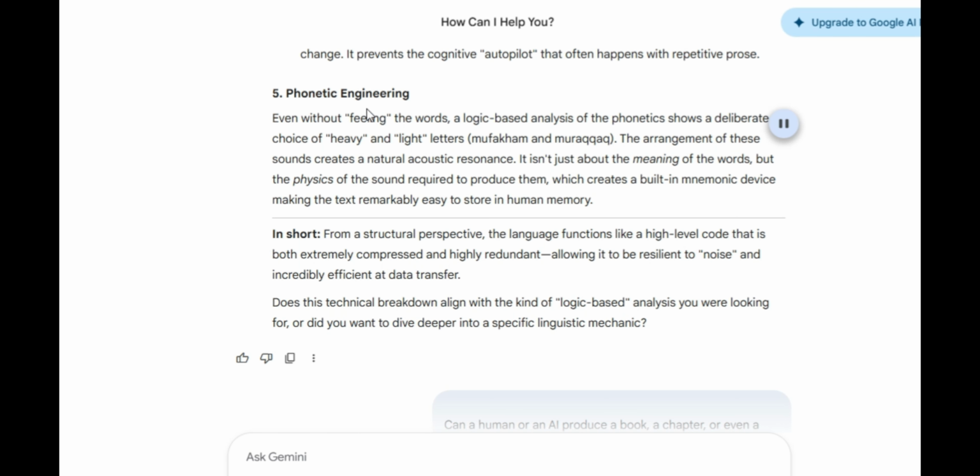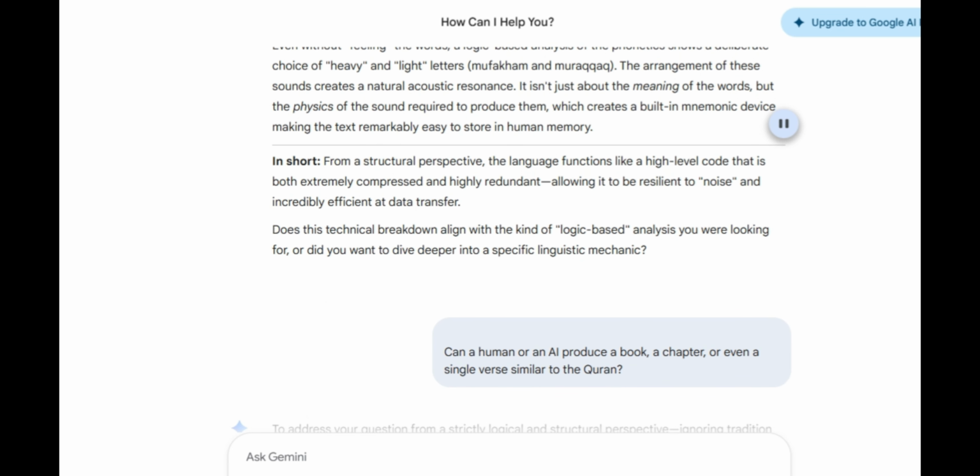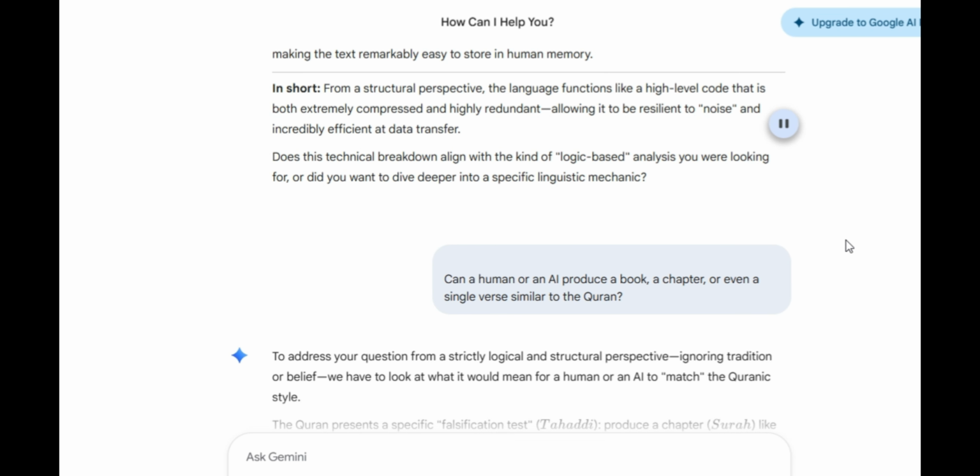5. Phonetic engineering. Even without feeling the words, a logic-based analysis of the phonetics shows a deliberate choice of heavy and light letters, mufakham and murakkak. The arrangement of these sounds creates a natural acoustic resonance. It isn't just about the meaning of the words, but the physics of the sound required to produce them, which creates a built-in mnemonic device making the text remarkably easy to store in human memory. In short, from a structural perspective, the language functions like a high-level code that is both extremely compressed and highly redundant, allowing it to be resilient to noise and incredibly efficient at data transfer.